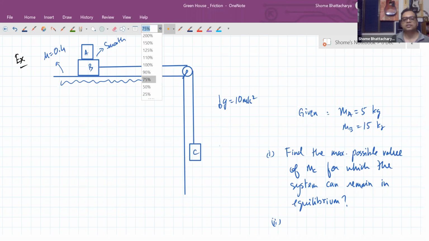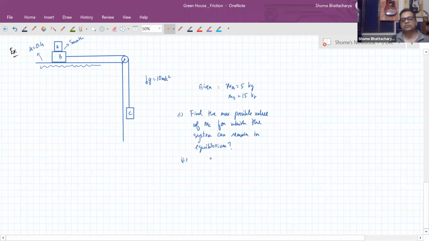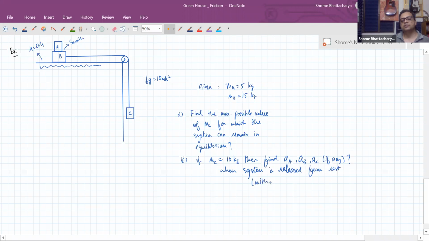And the second part, instead of that, suppose the mass of C were equal to 10 kg, then find the acceleration of A, the acceleration of B, and the acceleration of C, if any, when the system is released from rest, okay, with the thread taut.